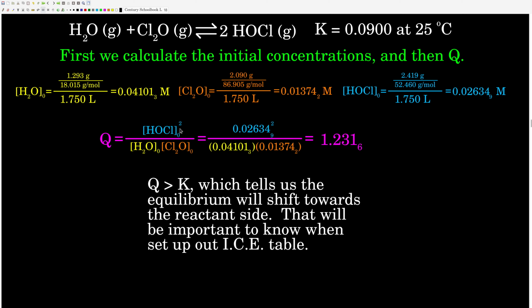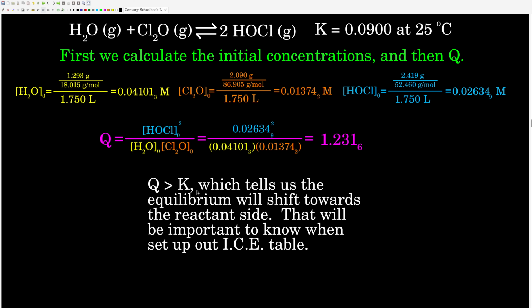Plugging into Q, remember Q is just like K, except it's not necessarily at equilibrium. When we plug these numbers in, check my work, make sure you do this, I get a value of about 1.232 for Q. K is 0.09, so Q is greater than K. That means there are too many products, not enough reactants. It's going to shift to the left, to the reactant side. And that's going to be really important. Without knowing that information, we would be guessing, which is never good when we set up our ICE table.